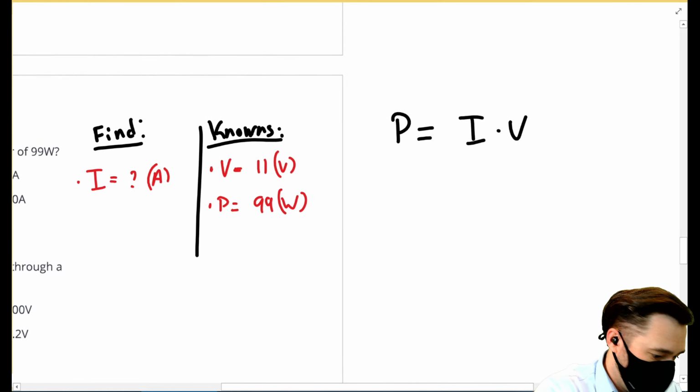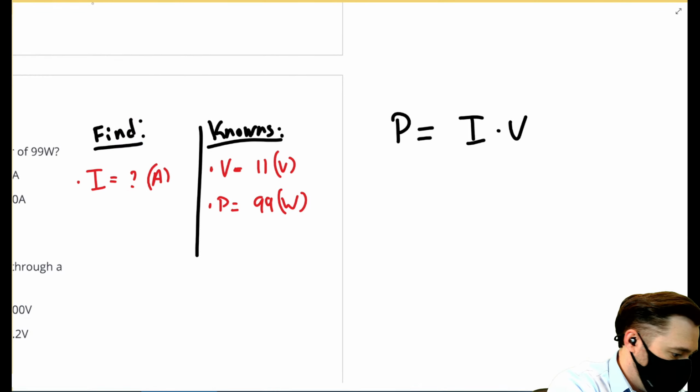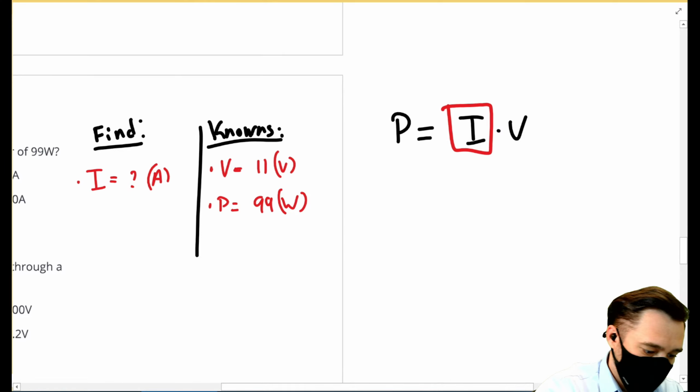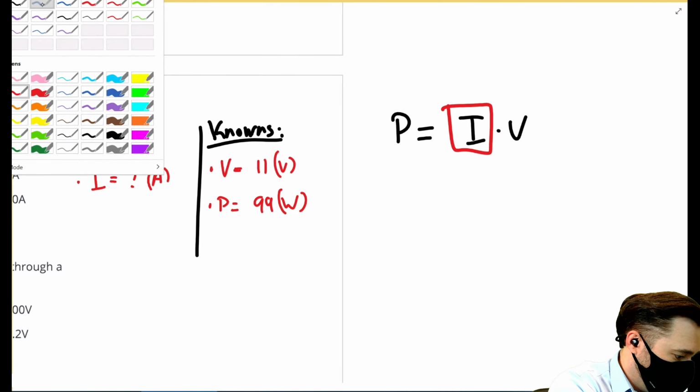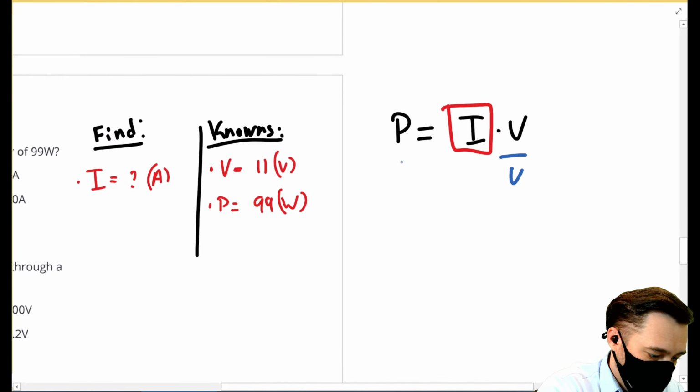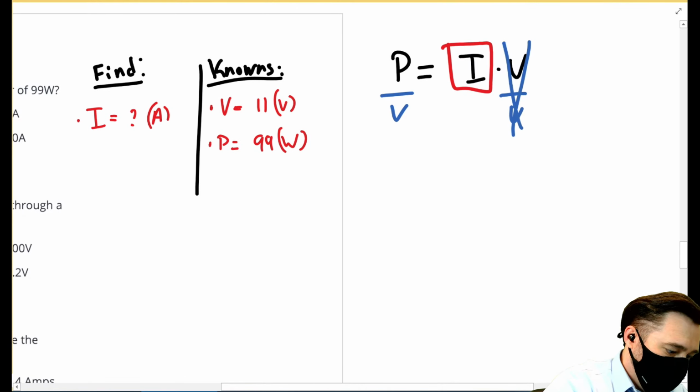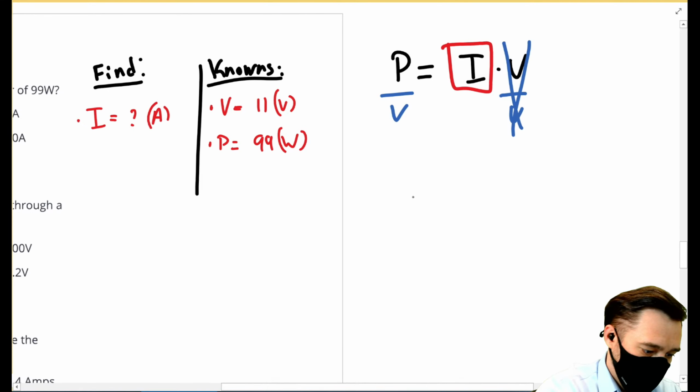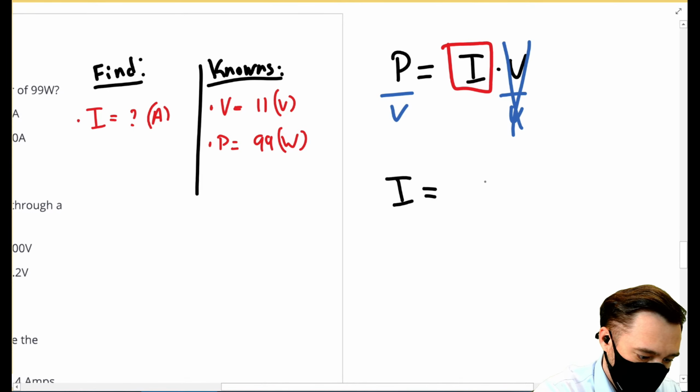I'm trying to solve for current. So I want this one, so I keep it stationary. I divide both sides by volts. So volts cancel, and then I end up with current equaling power over voltage.